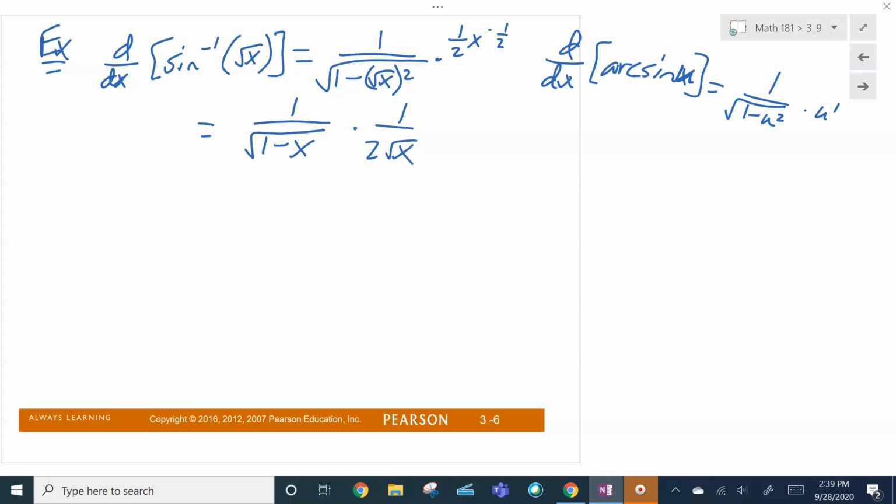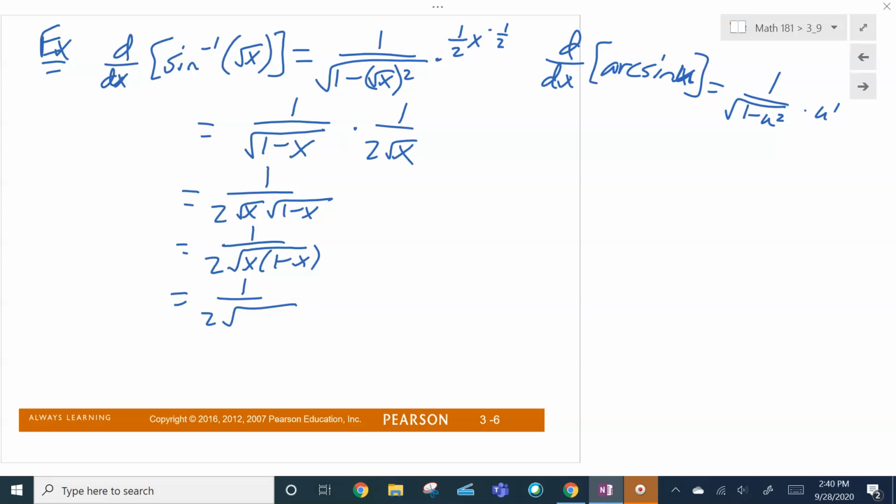So now we've got, let me rewrite this. I got 1 over, I'm going to put the 2 there, and then I got root x times root 1 minus x. Well, they can go all underneath the same radical, so x times 1 minus x, if you will, or distribute that, x minus x squared. So 1 over 2 times the square root of x minus x squared. That's the derivative of the arc sine of root x. Okay, let me do one more here.